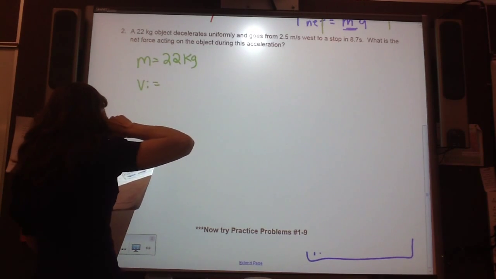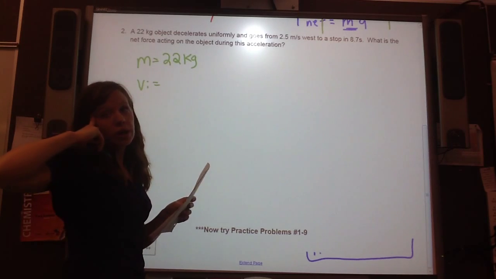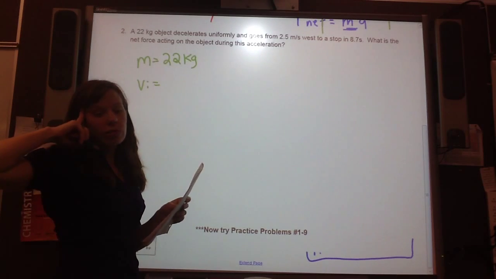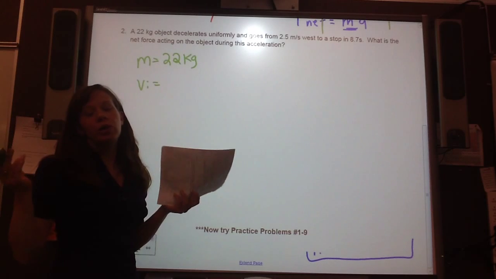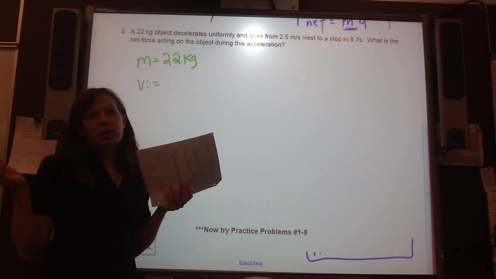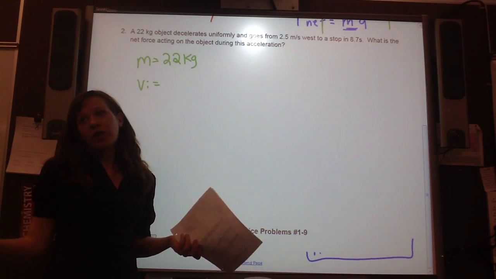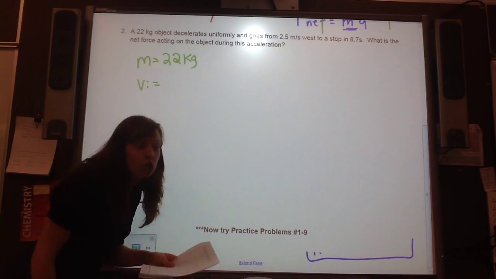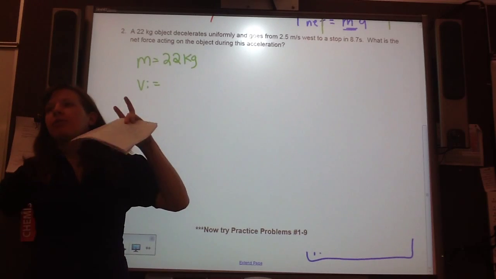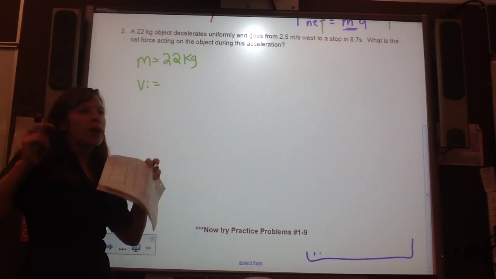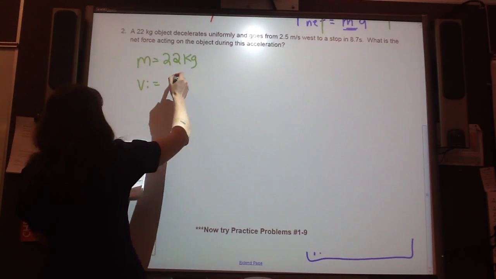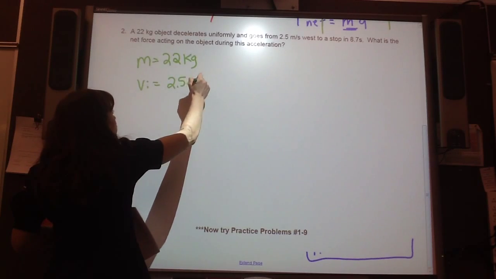Now, you can set west to negative if you want, or you can just know that west is positive. Which one do you guys want to do? You want to set west to negative? It's your choice. Or do you just want west to be the positive direction? Yeah. Let's just keep west as the positive direction. So we can have this as 2.5 meters per second.